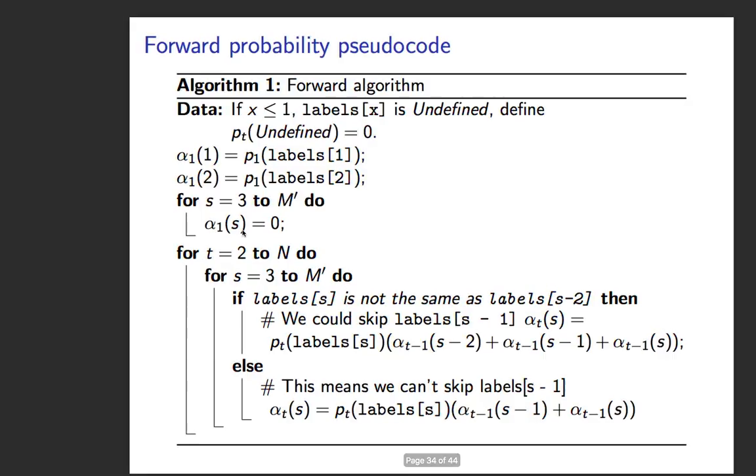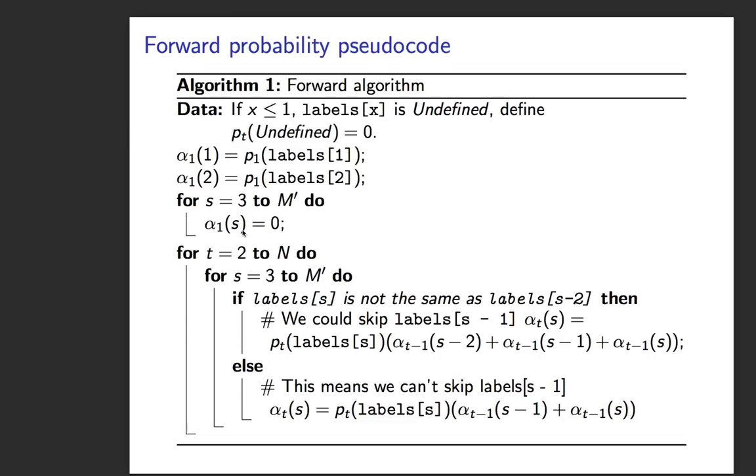Okay, and here is pseudocode for what's happening. This is a little bit of checking to make sure whether or not we can skip. And in these cases, we have a different recursive relationship. And in the first case, we've entered this clause of the if statement where we were allowed to skip.